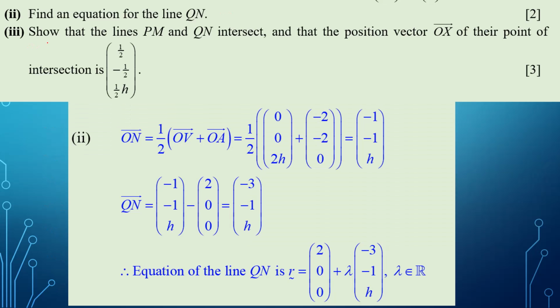So what you need to do next is, of course, find the equation of the line QN. You follow the same procedure: write down what is OV, write down what is OA from your diagram. Activate your ratio theorem, and you can find ON. After you find ON, find QN, which comes from ON minus OQ, and that will give you the equation of the line QN in vector equation form. So you have now found the equation of the line QN. You have also found the equation of the line PM.